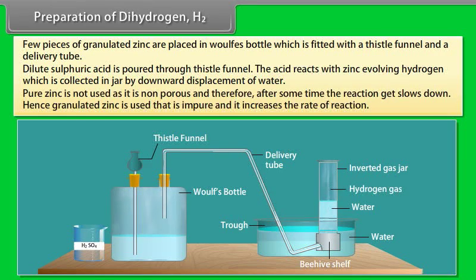Pure zinc is not used as it is non-porous and therefore, after some time, the reaction slows down. Hence, granulated zinc is used, which is impure and it increases the rate of reaction.